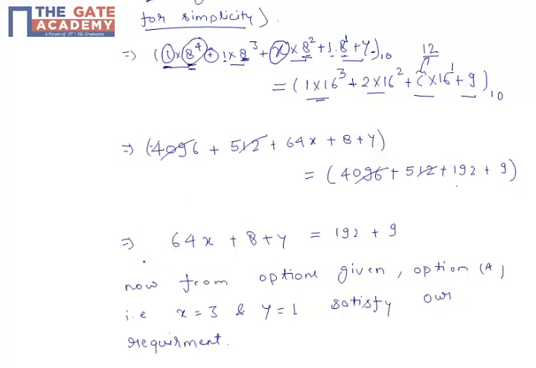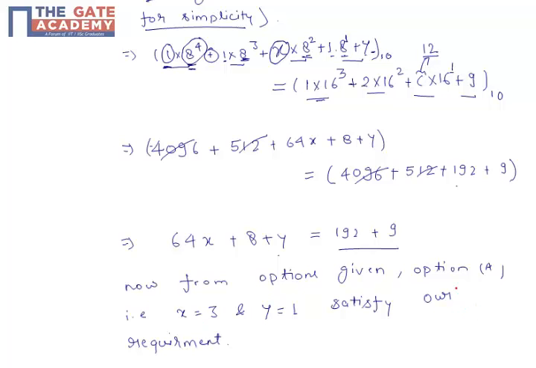It is going to be equal to, now 4096 and 4096 are on both sides, so we have cancelled it out. Similarly, 512 and 512 are on both sides, so we have cancelled it out. What we got is 64x plus 8 plus y equal to 192 plus 9. Now, there are two ways to proceed. One is to go with the trial method, or another way is to choose the options and see which option satisfies our condition.